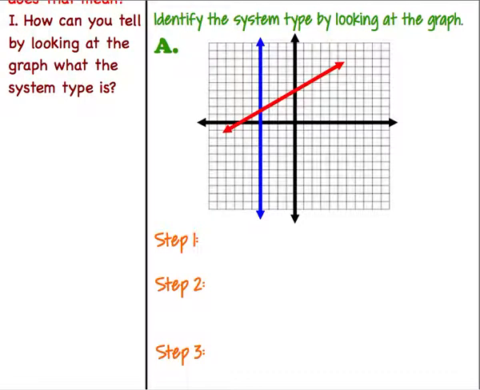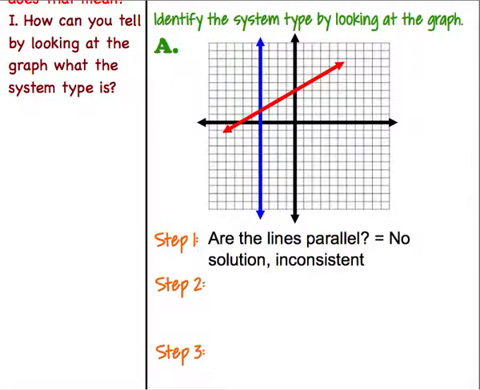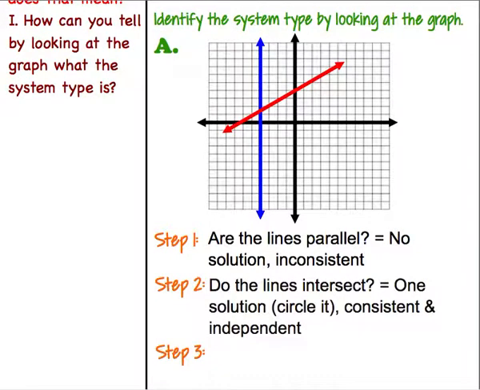So when we look at these to identify the type, step one is, are the lines parallel? If that is true, then there is no solution, they are inconsistent. As you can see, these lines are not parallel, so therefore it is consistent. Step two is, do the lines intersect? If they intersect, as is the case with ours, then that means there is one solution, and we want you to get in the habit of circling that one solution. And that means that it's consistent and independent.